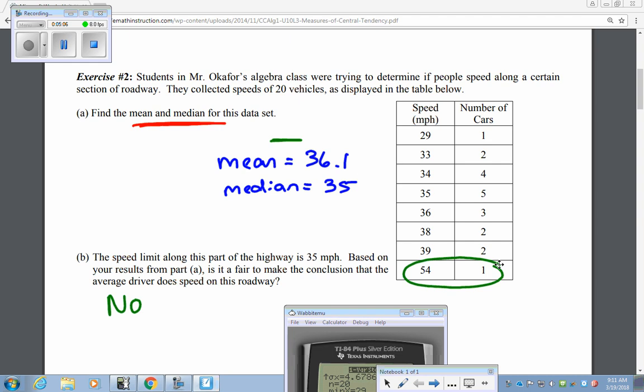In this case, I'm going to write no. A majority went around the speed limit. And you could also make a mention of that one person.